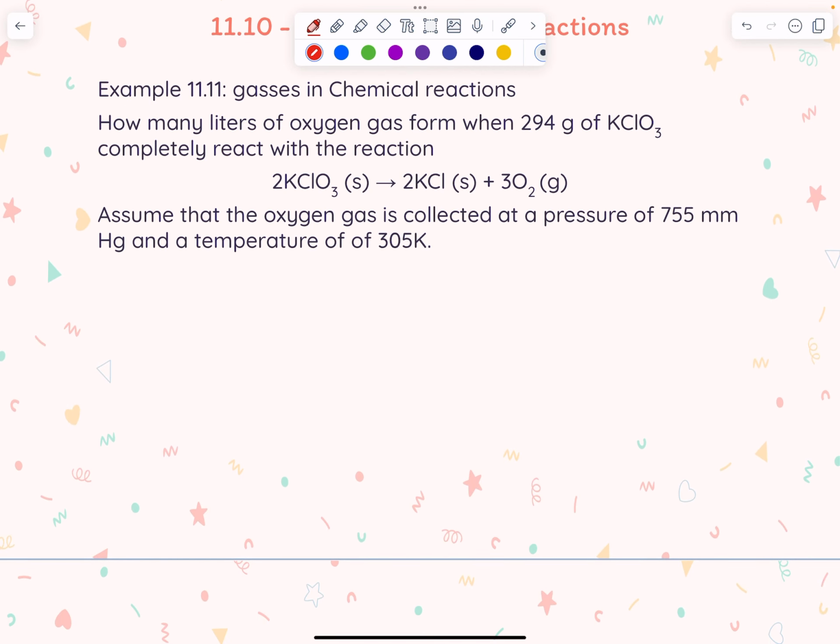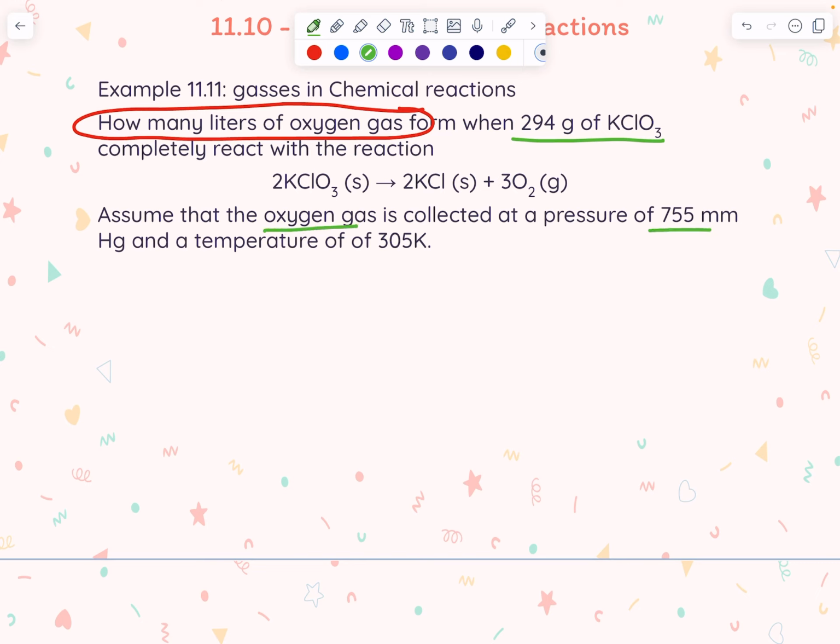Okay, looking at the next question, it says, how many liters of oxygen gas, so that's what I want to try and find, form when 294 grams of KClO3 completely react. Here's the reaction. And I'm given that the oxygen gas is at 755 millimeters of mercury and 305 Kelvin. So I have to think about what information I have to start with. I know that I have 294 grams of KClO3.